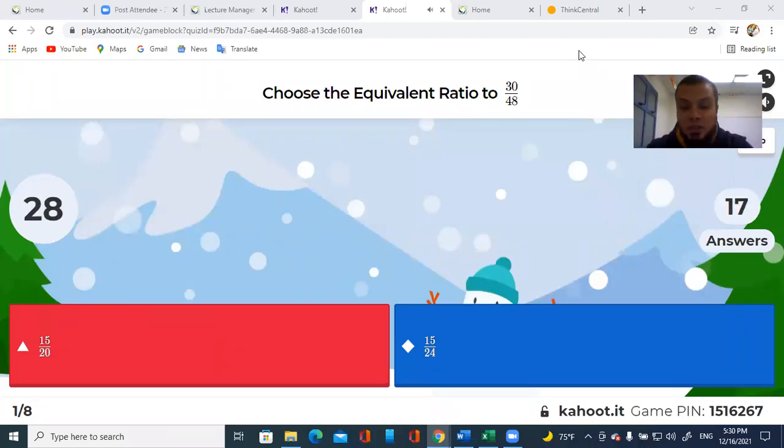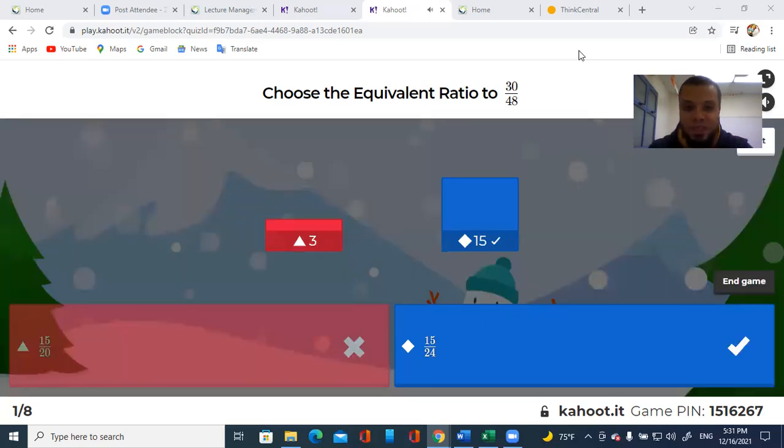Okay, my dear students, 6th grade, this is the competition that you have. And the first question needs you to think and choose the correct one. Use your notebook to write any steps you need before choosing the correct answer. Choose the equivalent ratio to 30 over 48. You have 15 over 20 or 15 over 24.